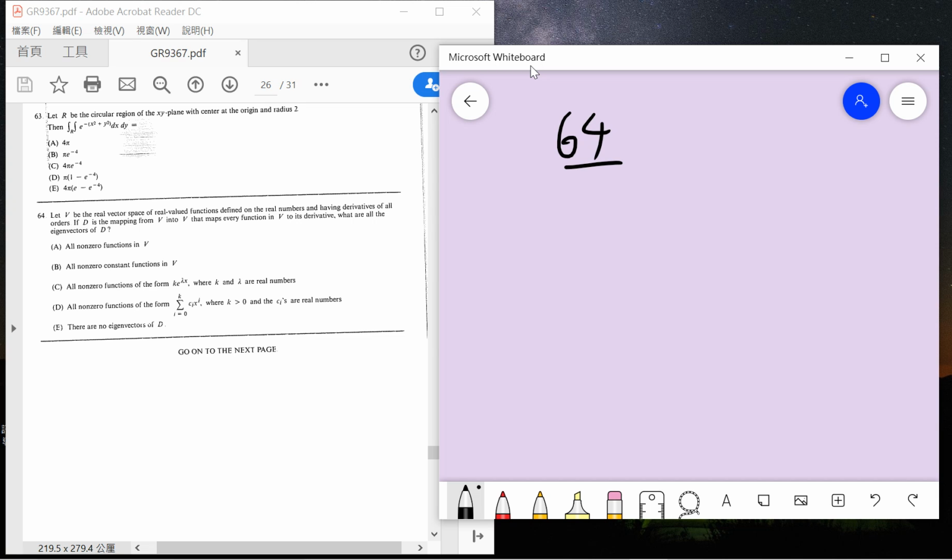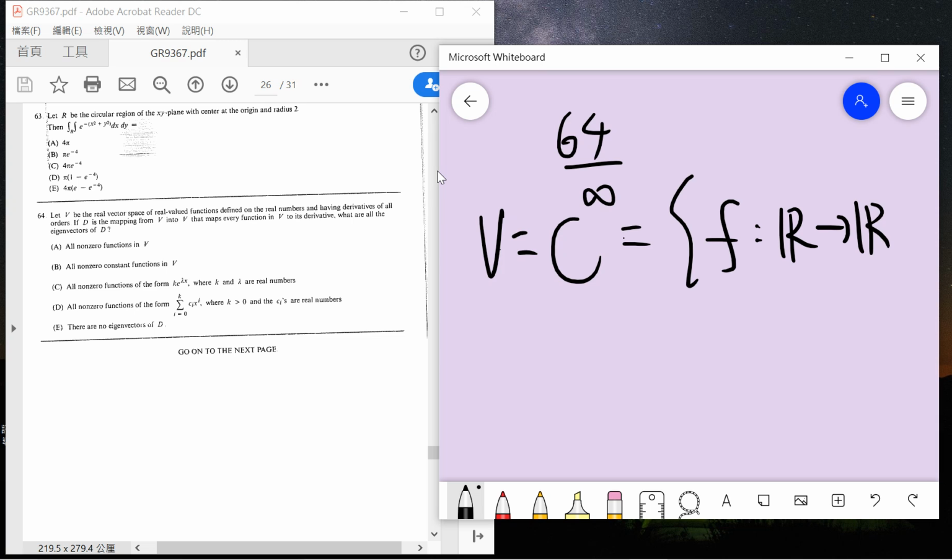Old question. Let V be a real vector space of real-valued functions defined on the reals that have a derivative of all orders. Basically, this says that V is the space of C infinity functions. So C infinity means that you consider a function from real to real, and f^(n) exists for all n. So it's just the infinitely differentiable functions. This is a real vector space because if you add two infinitely differentiable functions, the result is still infinitely differentiable, and if you multiply by any constant, it's still infinitely differentiable. So V is a vector space.